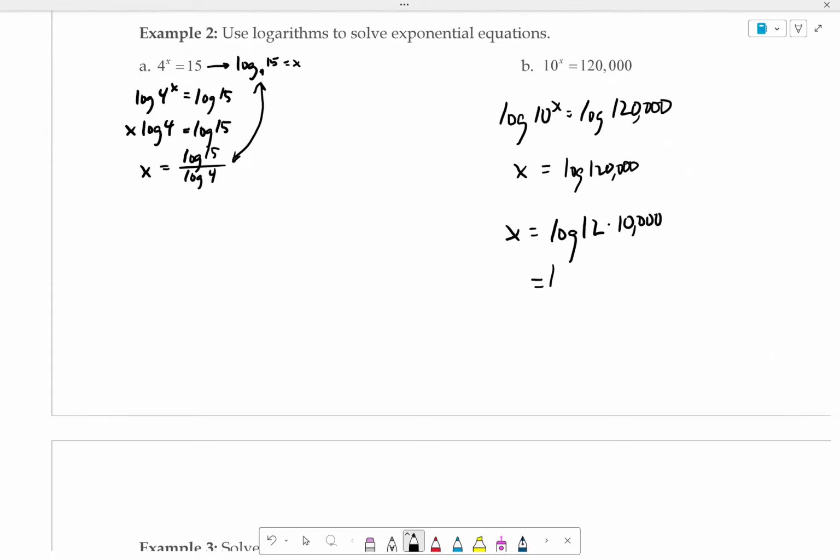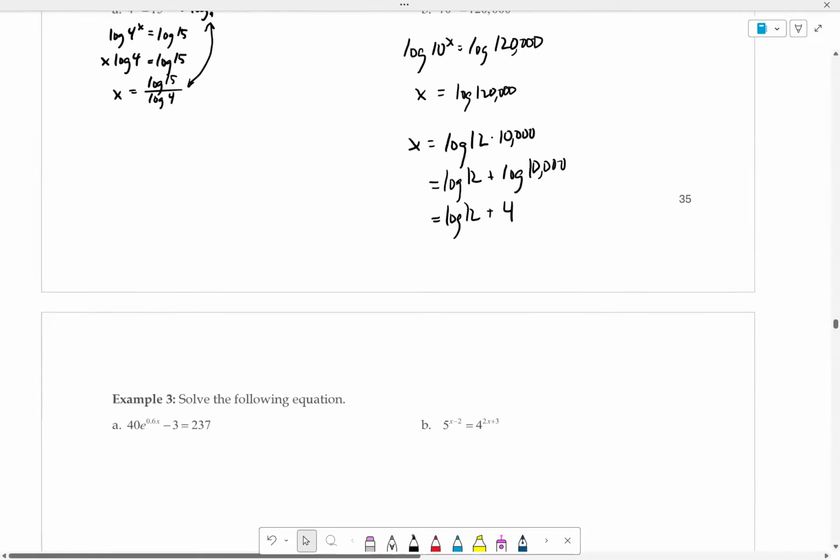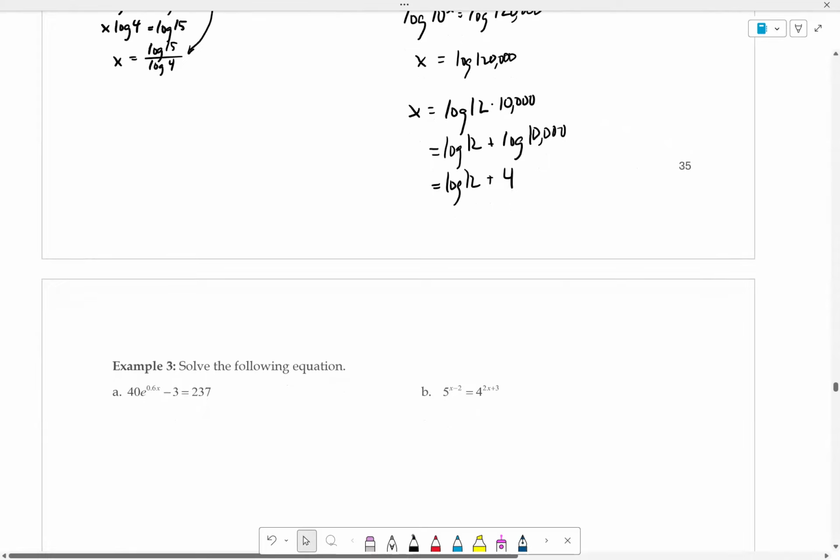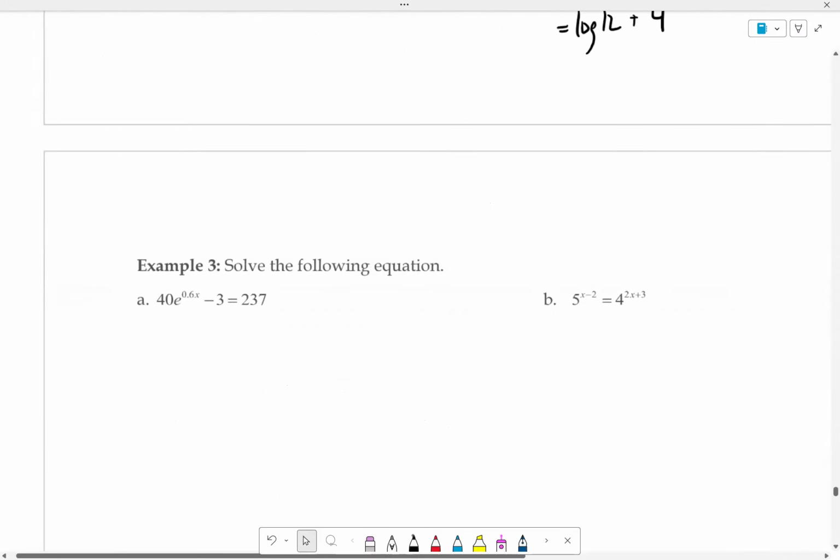This is really nice. I'm gonna proceed because it doesn't make sense to stop halfway. There we go, log 12 plus 4. I would not expect you to do that on a test or quiz, but if you can and you have a little bit of time, why not? Extra credit? Highly unlikely. The extra fun.